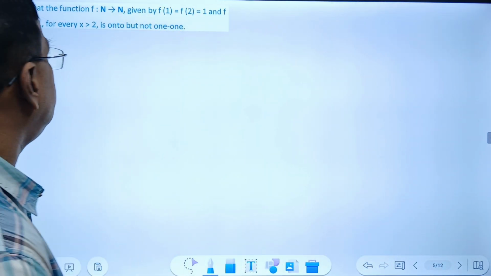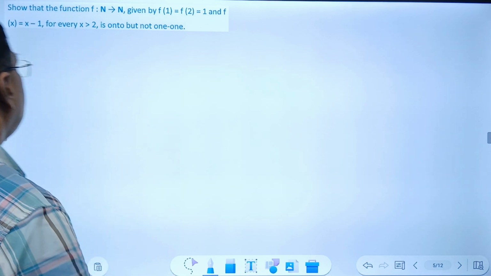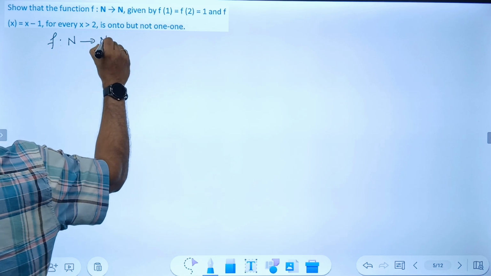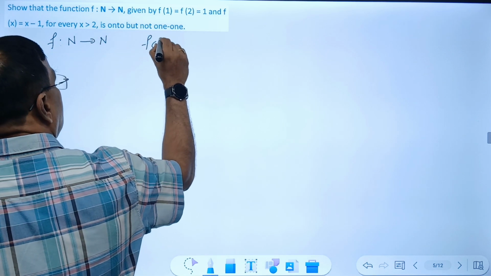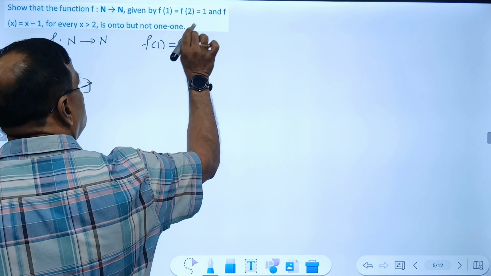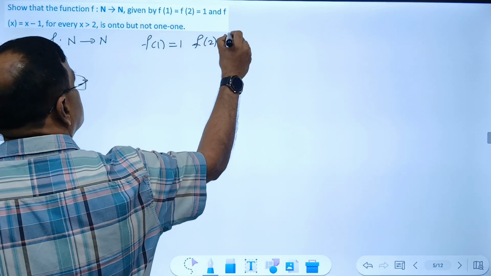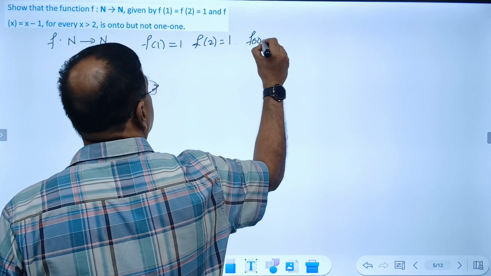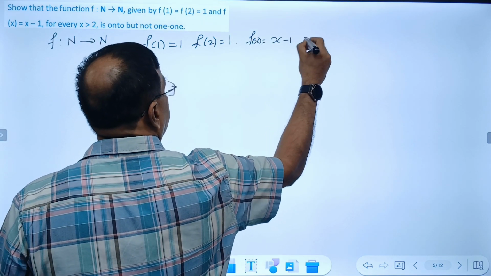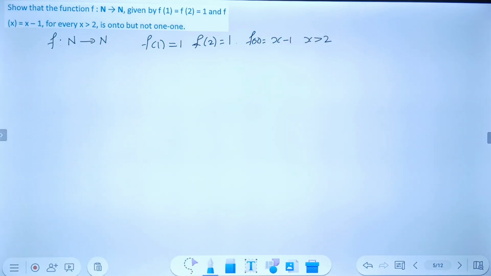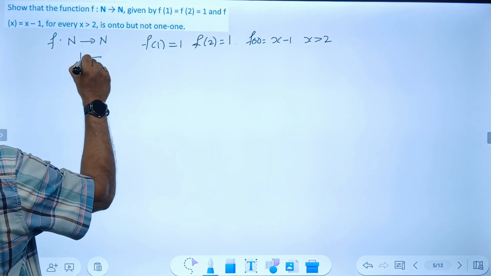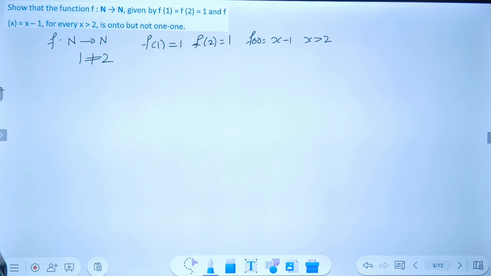This is again an NCERT, I think it's a worked example question. You have a function f from natural numbers to natural numbers. How is it defined? It is given that f of 1 is 1 and f of 2 is also 1, and it's also given that f of x is x minus 1 when x is greater than 2. I have to check whether it is 1 to 1 or not. It's clearly not 1 to 1. It's very obvious because 1 and 2 are not equal.